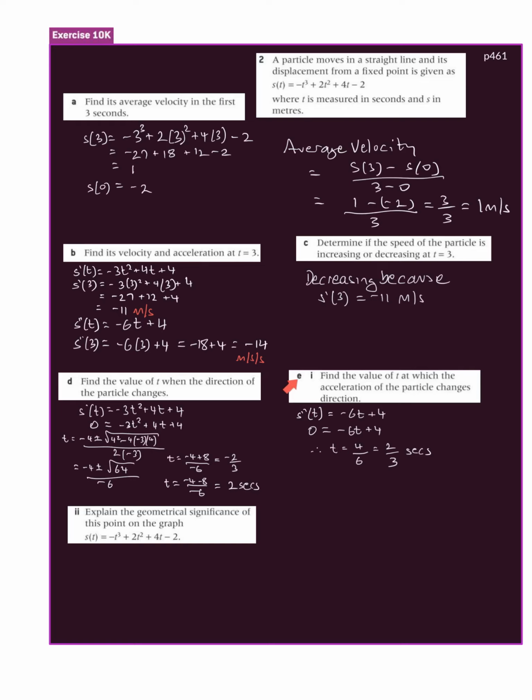Now, this is actually part 2 for E. Explain the geometrical significance of this point on the graph. Well, this point on the graph at t equals 2 on 3 seconds, the geometrical significance, well, we know that's a second derivative, and the second derivative when it's 0 is an inflection point. So that's what they're looking for here. It's an inflection point.